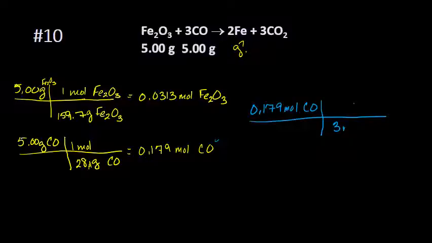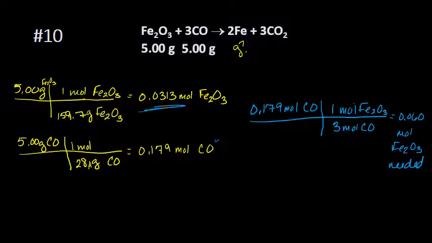Well, there's 3 moles of this for every 1 mole of the other reactant. So I need to divide that last number by 3, 0.060 moles of Fe2O3 needed. Do I have enough? No, I don't have enough. I need a lot more than I have. So this guy becomes our limiting reactant.